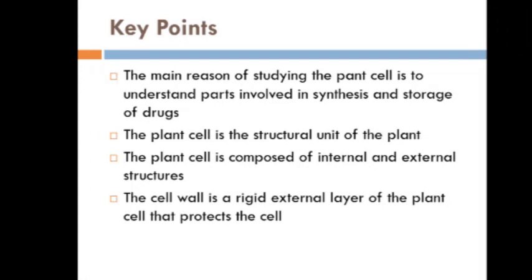The plant cell wall is a structural unit of the plant. As I said, it is the building block of a plant. It may be composed of internal and external structures. Internal are the organelles we have seen. External is the cell wall only. The cell wall is the rigid external layer of the plant cell that protects the cell.